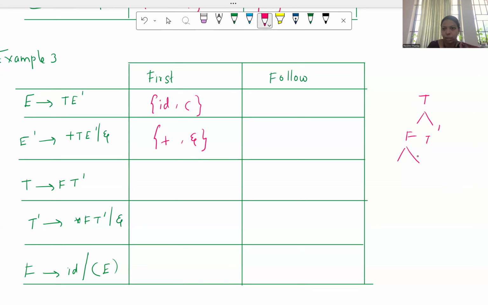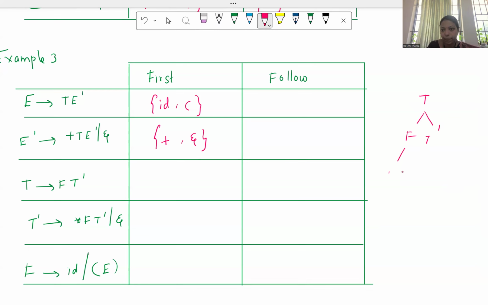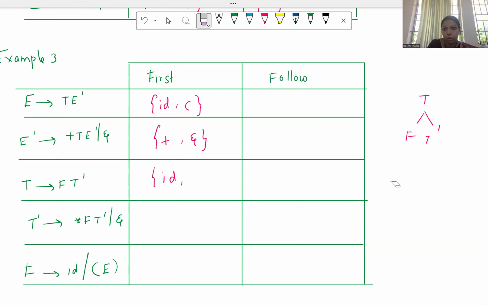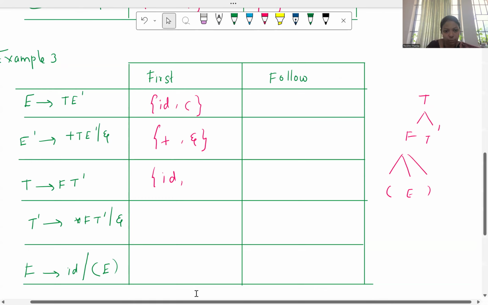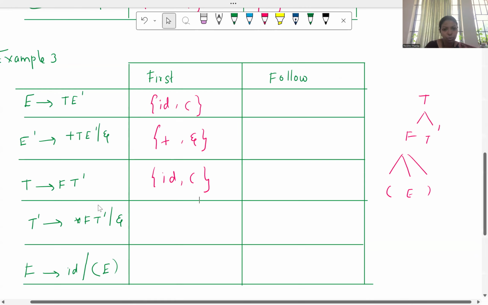As I already know, F has two options. Either it can be directly ID. So in that case, T can derive ID. For F, you have one more option. What is the another option for F? That is, it can be open parenthesis E and close parenthesis, this production. In this case, what is the first? Open parenthesis. So I'm going to write open parenthesis. So these are the two firsts.